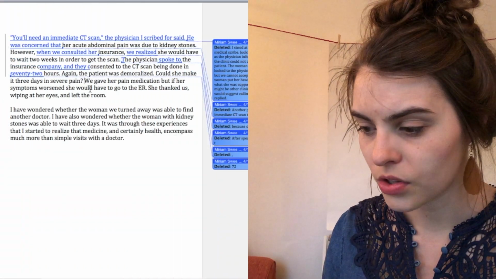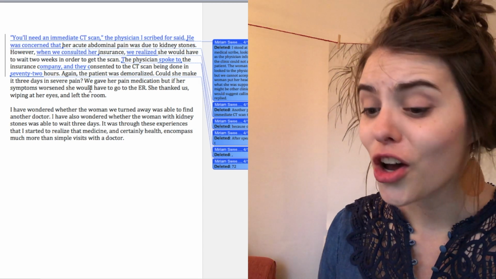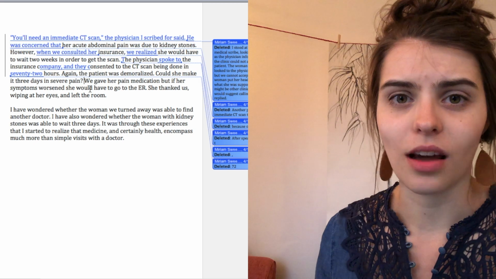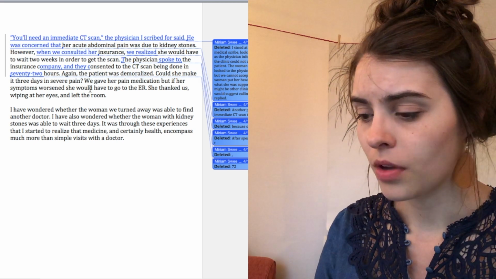Now, I learned this through talking with the author. I talked through why it frustrated him so much and why it was so hard to see the patient demoralized. So even though it didn't explicitly say this, I didn't come up with it. It came up in conversation with the author. So the patient was demoralized. Could she make it 3 days in severe pain? This is where the discomfort with the situation comes in.